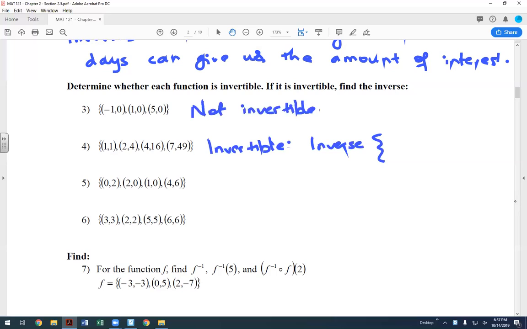Right. 1, 1. Yeah, because even if you interchange them, it stays the same. 4, 2. 16, 4, very good. 49, 7. Yep, 49 and 7.